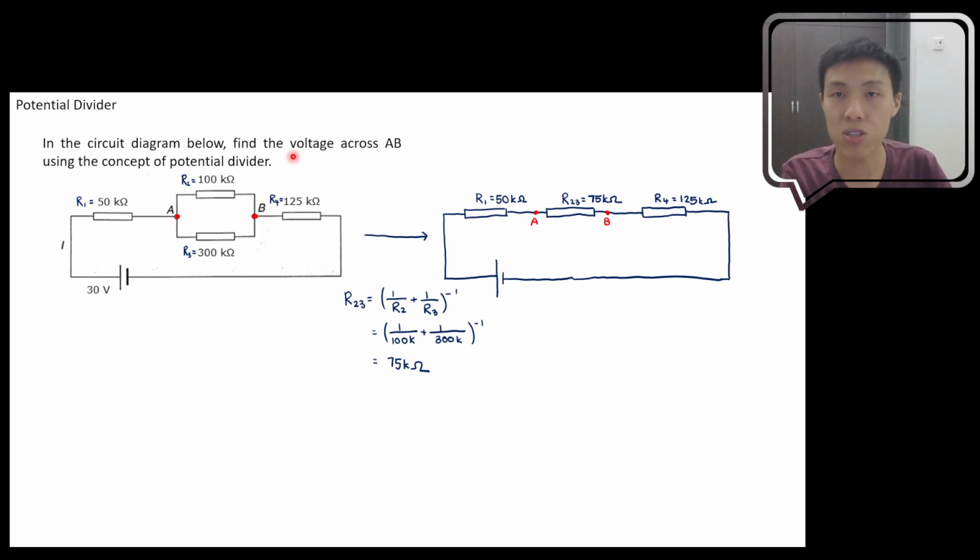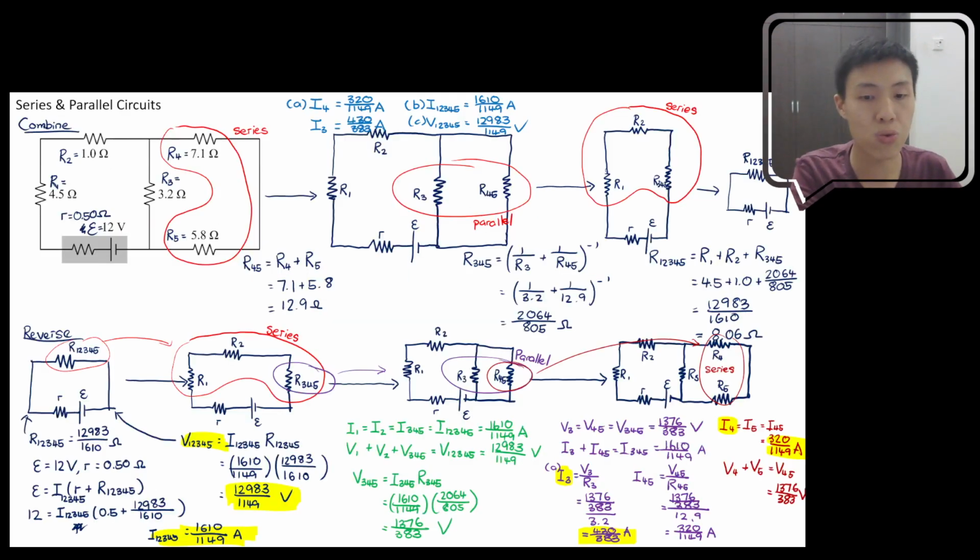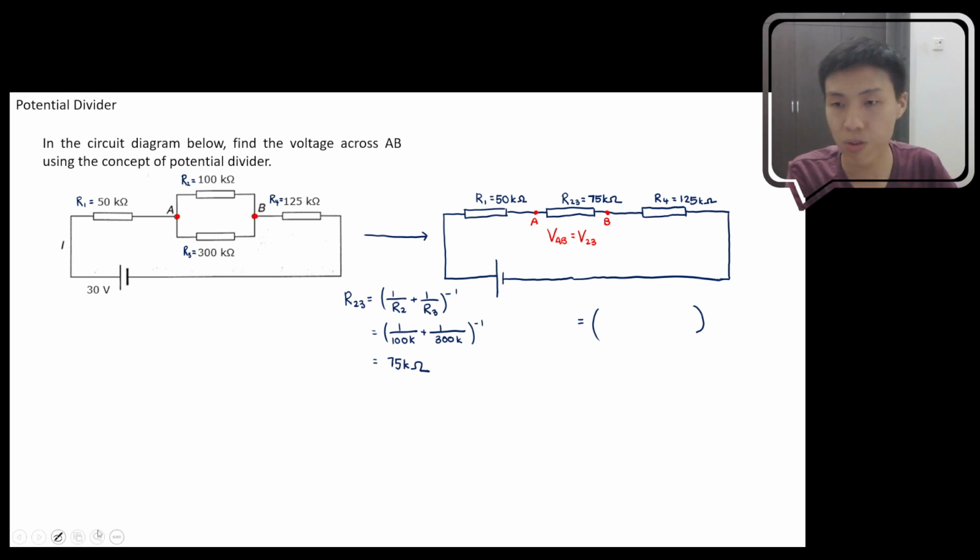Okay, so if you're interested to find the voltage across AB, then the voltage across AB is actually just the voltage of 23. Because what's in between A and B is R23, so VAB is actually the same as V23. Okay, so if you want to find V23 right now, we can use the concept of potential divider because now all the resistors are connected in series. Okay, so we want to construct the equation for potential divider. We have to make sure who is the one providing the input voltage for this case.